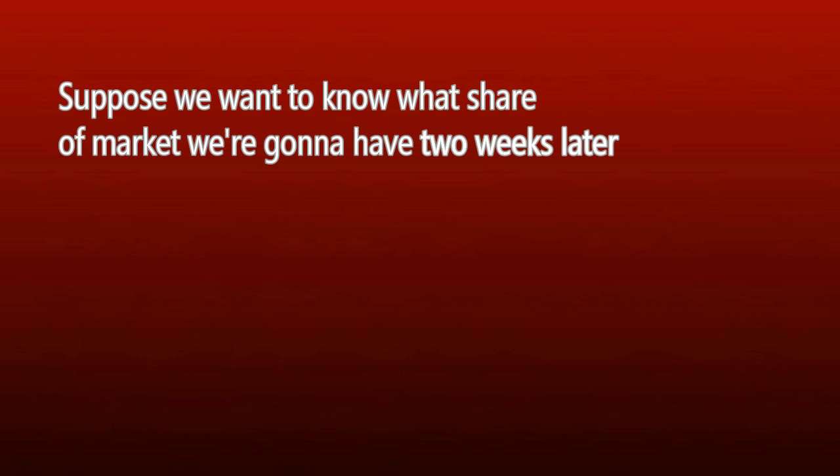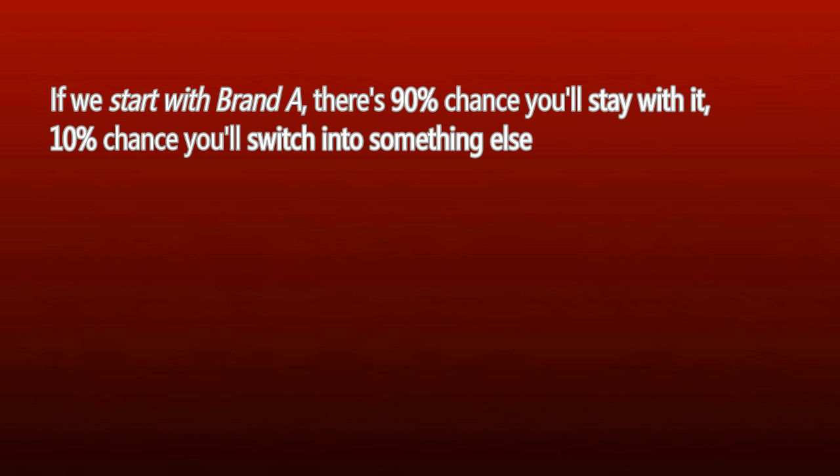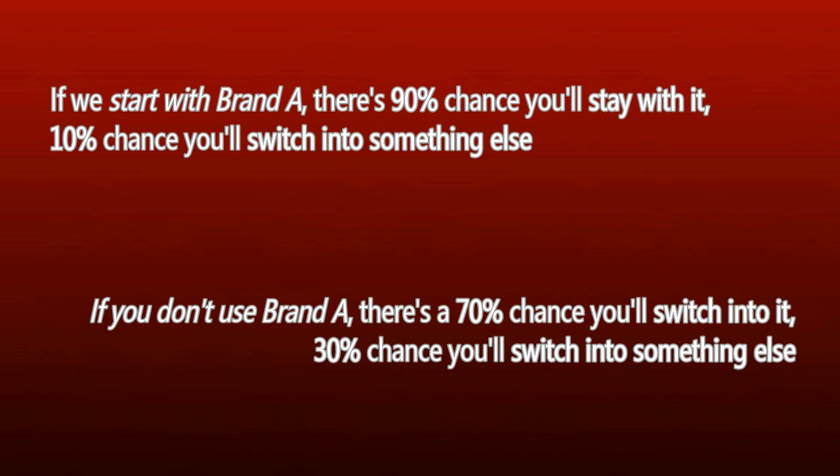Suppose we want to know what share of the market we're going to have 2 weeks later. We're kind of starting back over in a sense, because we're going to assume from week to week that as long as this advertising campaign is going on, this probability is going to stay valid. So if we start with brand A, there's a 90% chance you'll stay with it, a 10% chance you'll switch to something else. If you don't use brand A, there's a 70% chance you'll switch into it, and a 30% chance you'll switch into something else.